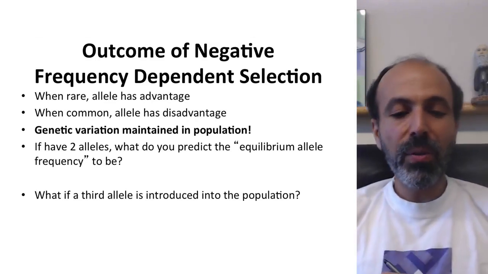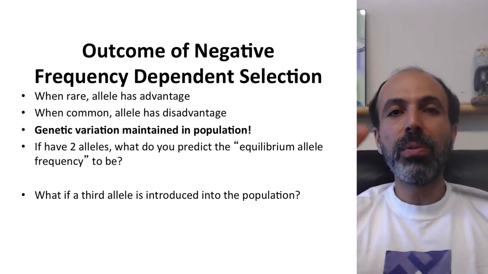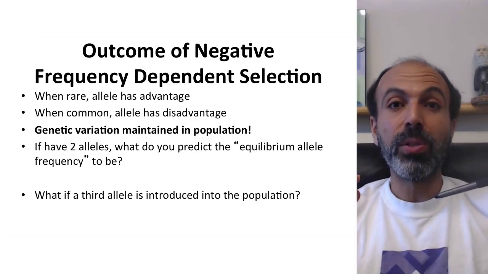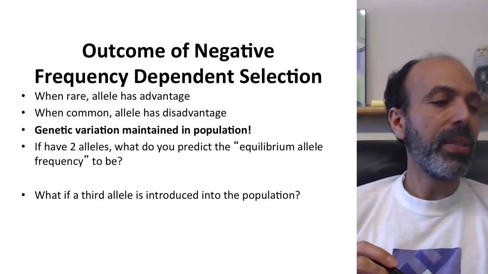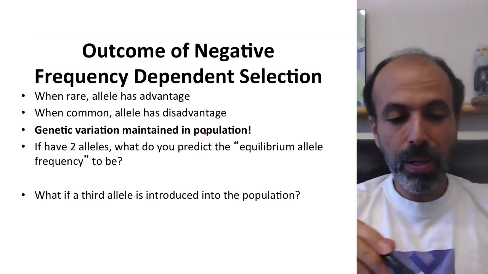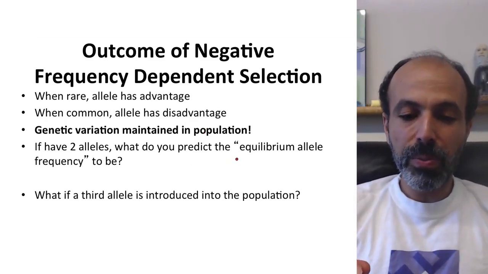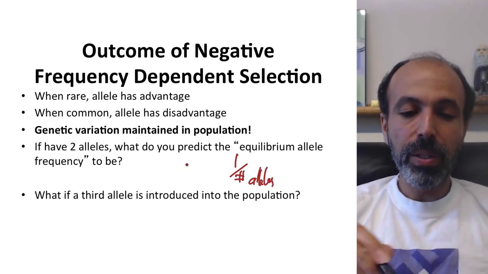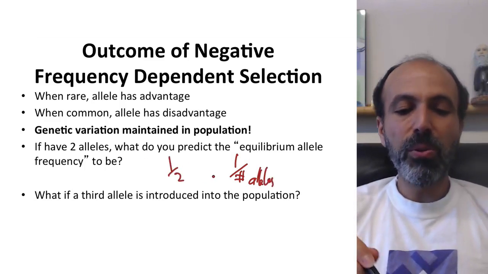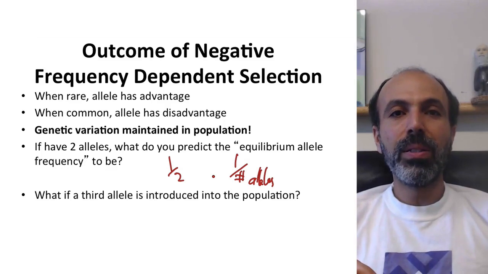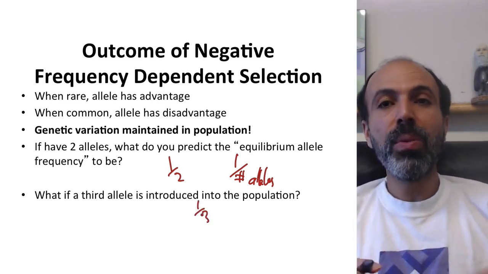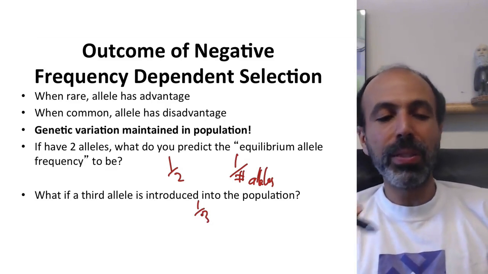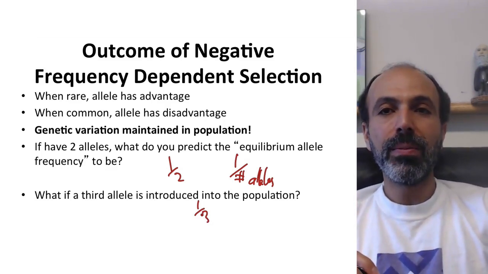And you might guess, if you have two alleles, what would you predict that equilibrium allele frequency to be, if you assume it's symmetric? Well, the answer is 50%. In fact, if it's symmetric, you will tend to see just about always the equilibrium frequency be 1 over the number of alleles. So if you have two alleles, it would be 1/2. What if you introduced a third allele into the population? Well, then probably that equilibrium allele frequency would be 1/3. This is assuming a sort of symmetry, which may or may not be accurate, but this gives you some idea of what it could be.